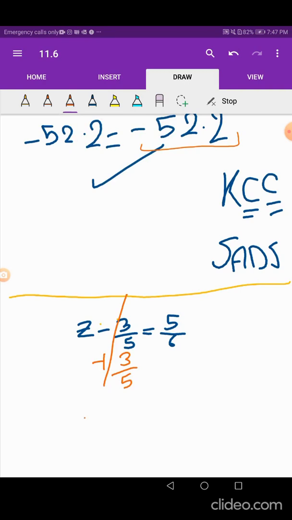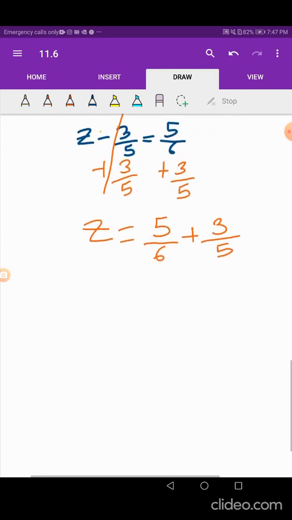What do I have left here? We have z. Are we done? No, we are not. We need to add the same number to the second side. So we now have 5 over 6 plus 3 over 5. As you remember, I can't add fractions unless I make them the same denominator. So we need to multiply here by 5 over 5 and here by 6 over 6.